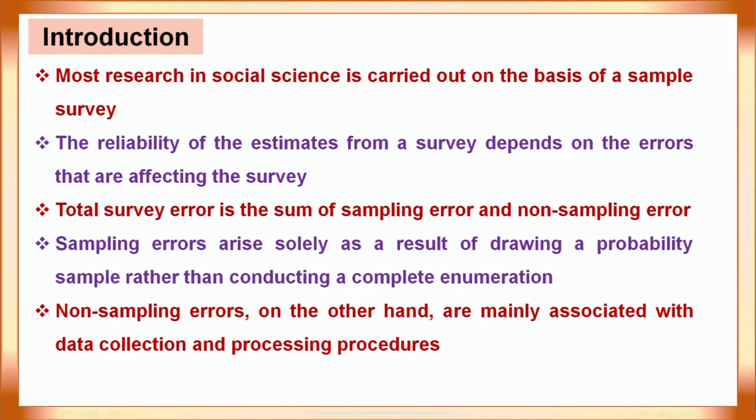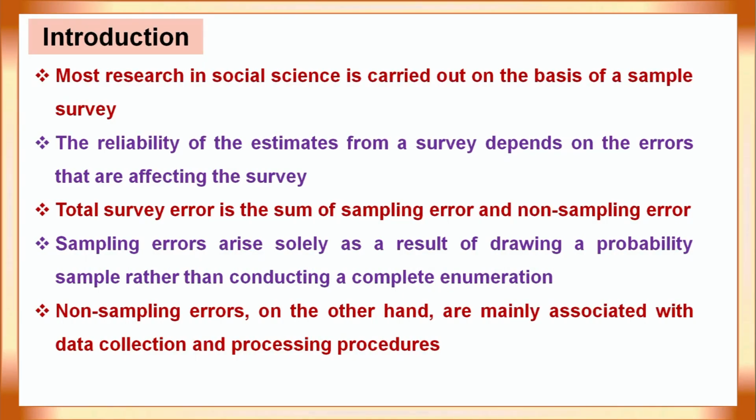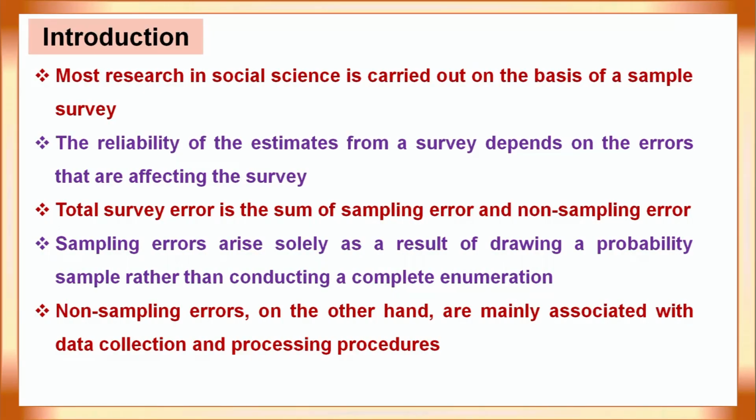As I told many times, most research in social science is carried out on the basis of the sample survey. Now, the reliability of the estimate you get from the sample survey can be affected by the error component which may be present in the survey. There are two broader parts of this error component. One we call the sampling error, another we call the non-sampling error. Sampling error is the result of selecting a sample instead of using the whole population.